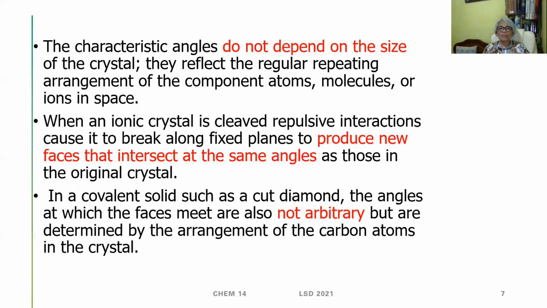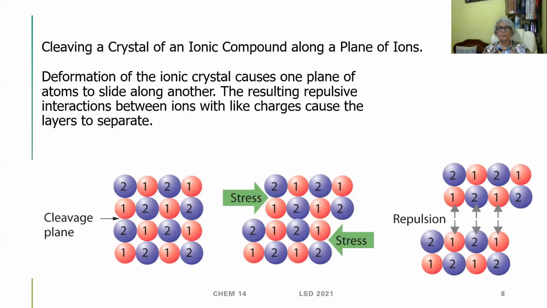Okay? Now, in a covalent solid, such as a cut diamond, the angles at which the faces meet are also not arbitrary, but are determined by the arrangement of the carbon atoms in the crystal. Okay? So, ganito yung itsura niya, no? So, how do we cleave a crystal? So, we have here cleaving of a crystal of an ionic compound along a plane of ions. Now, the formation of the ionic crystal causes one plane of atoms to slide along another. So, ito yun. Dito magki-cleave. Dito sa plane na to magki-cleave.